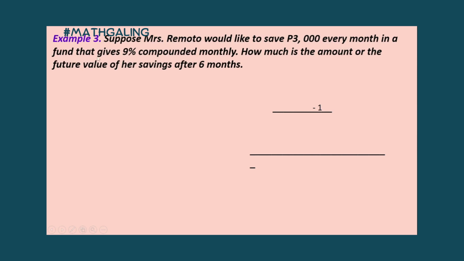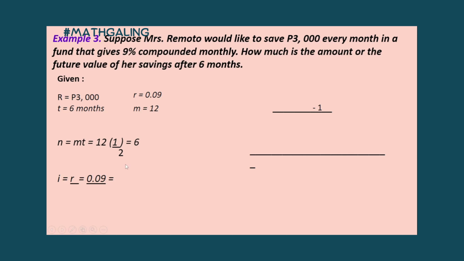Example 3: suppose Mr. Moto would like to save 3,000 every month in a fund that gives 9% compounded monthly. How much is the amount or the future value of her savings after 6 months? The givens are R equals 3,000 pesos, the time is 6 months, the rate is 0.09, and m equals 12 because it is compounded monthly. So we get n by multiplying 12 and 1/2, which results in 6.